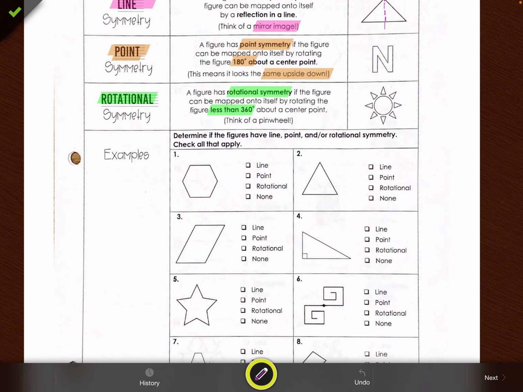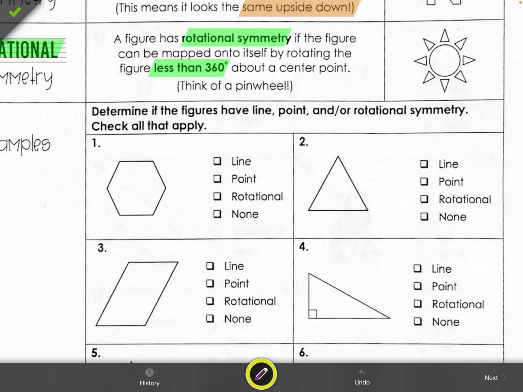So we're just going to do some examples and see what we have. All right, in number 1, we have a hexagon. The first thing that we want to check is, does it have line symmetry? Line symmetry, again: can you draw a line that cuts it into two smaller congruent parts, or where you could fold it on that line and have your parts match or overlap exactly.